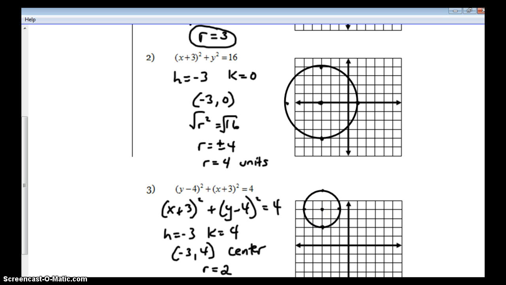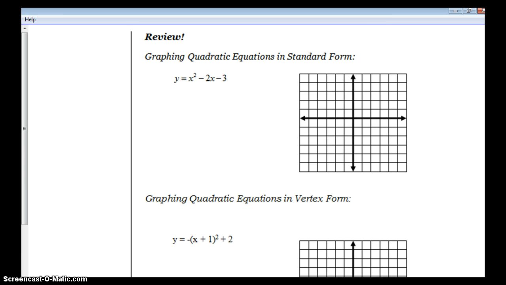On the back, go ahead and flip over to the back. We're going to review graphing quadratic equations in standard form. The first step is to remember our axis of symmetry equation, and that's x = -b/2a. Once you substitute in those values, you then take that x value and substitute it into the equation for y, and that will give you the vertex. Then you're going to plot points around your quadratic equation from there.